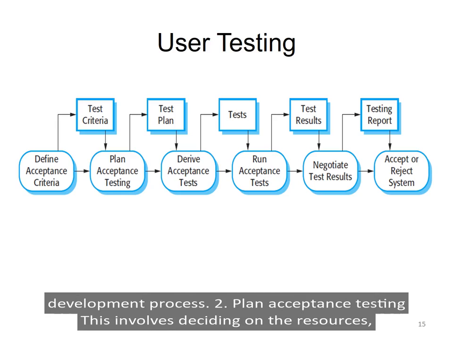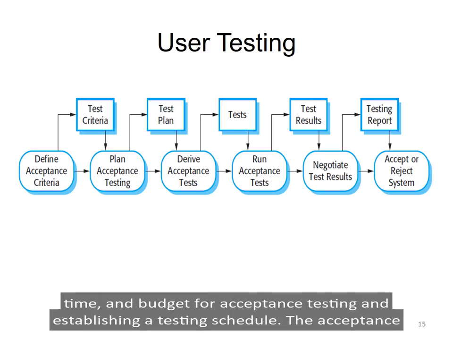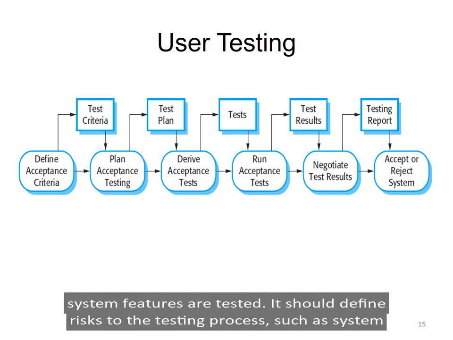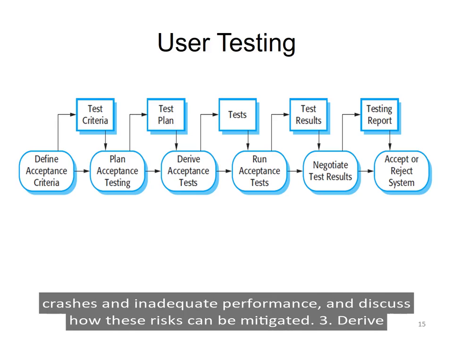Number 2, plan acceptance testing. This involves deciding on the resources, time, and budget for acceptance testing and establishing a testing schedule. The acceptance test plan should also discuss the required coverage of the requirements and the order in which system features are tested. It should define risks to the testing process, such as system crashes and inadequate performance, and discuss how these risks can be mitigated.